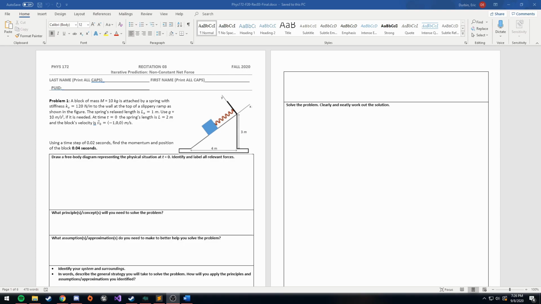So the next part is what principles and concepts will you need to solve this problem? You're going to need the momentum and position update. Okay, we have to type this.